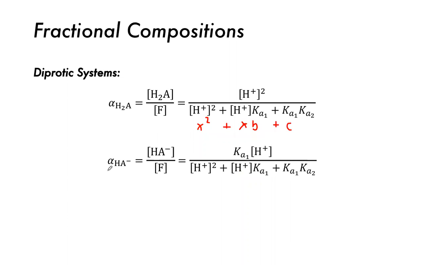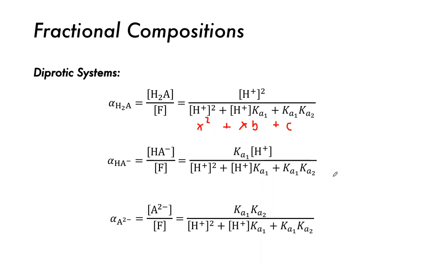Then we do the same thing for the fraction of HA minus, the singly deprotonated form. It's going to be the concentration of HA minus over the formal concentration, which is equal to Ka1 times H plus concentration over the same thing. The total concentration doesn't change, so it's still just x squared plus xb plus c. That is, H plus concentration squared plus H plus concentration times Ka1 plus Ka1 times Ka2.